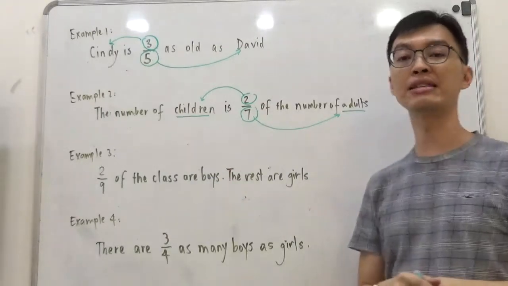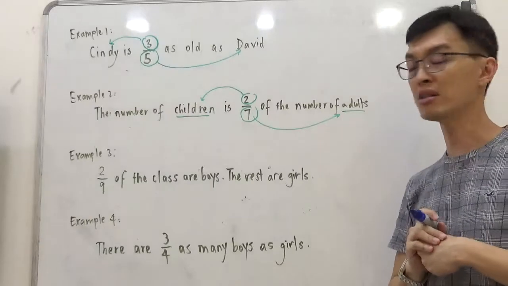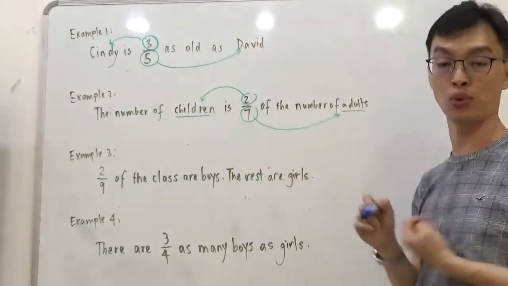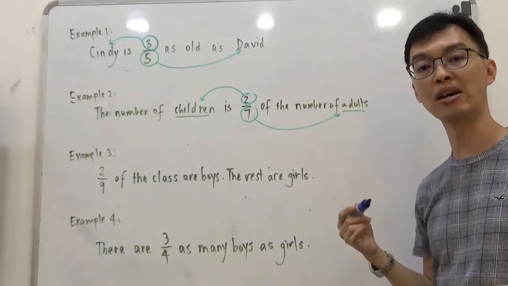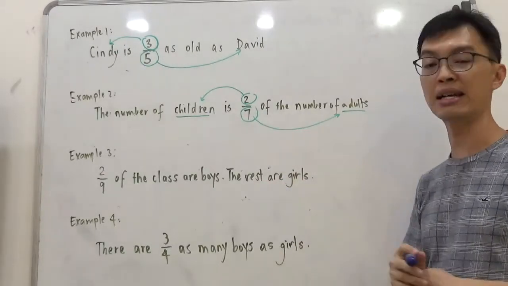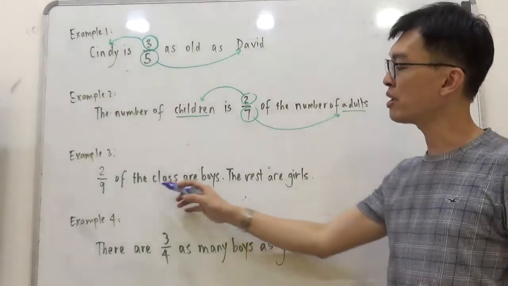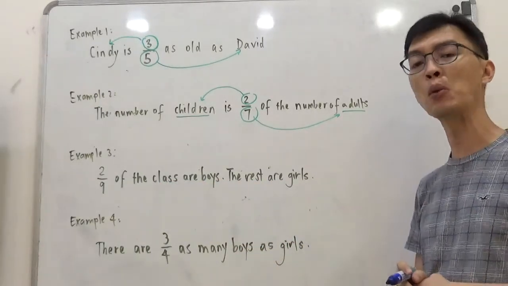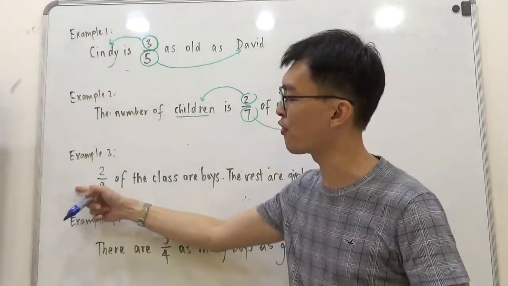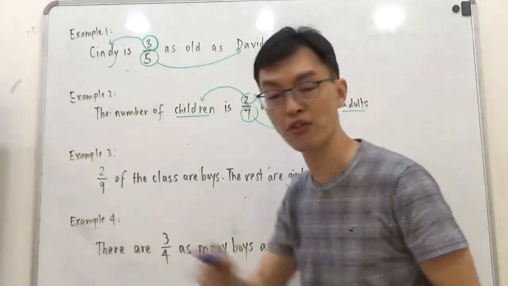Now let's take a look at the third example, slightly different. It's a different example from example 1 and 2. Example 1 and 2, I can say that they are almost exactly the same kind of phrasing. Let's take a look at example 3. 2/9 of the class are boys, the rest are girls. What does it mean? There's no one in front, I cannot point an arrow in front.